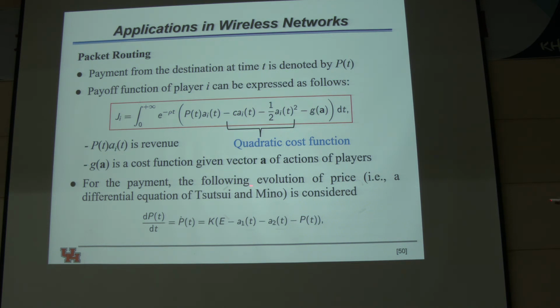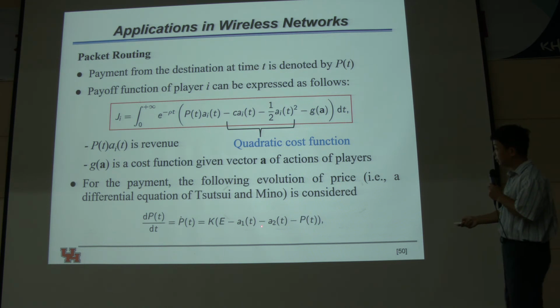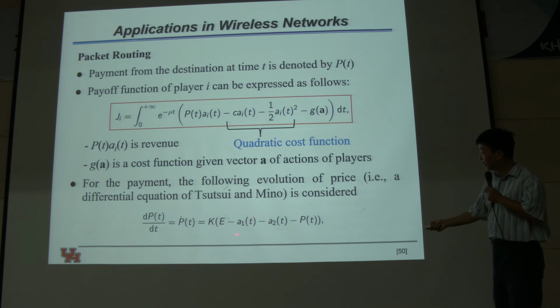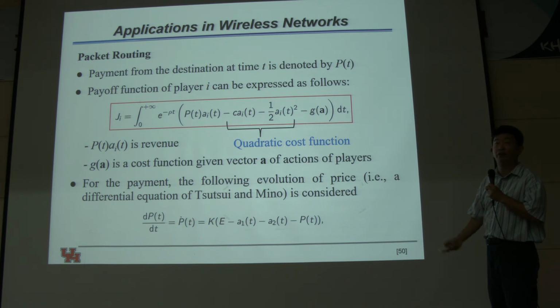For payment, we have the price according to this kind of differential equation. So the price itself follows a differential equation. And this one is an interesting thing. If my action is too high, so I'm very willing to do that, that means A1 and A2 are big, then this value becomes smaller or even negative, so my price will drop.